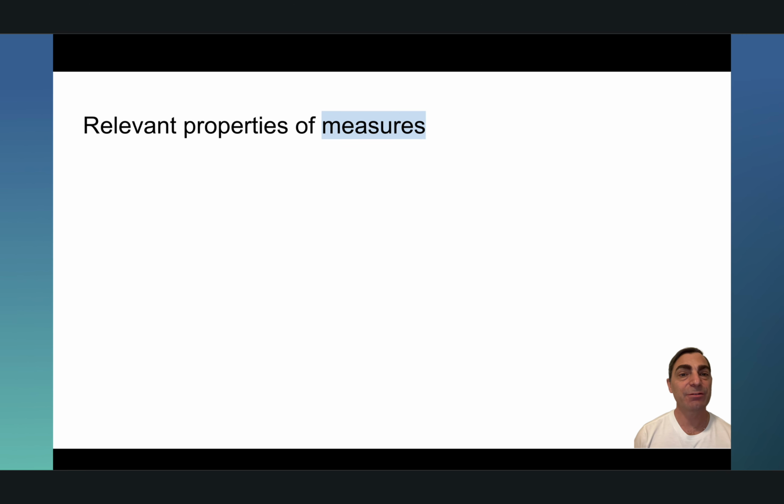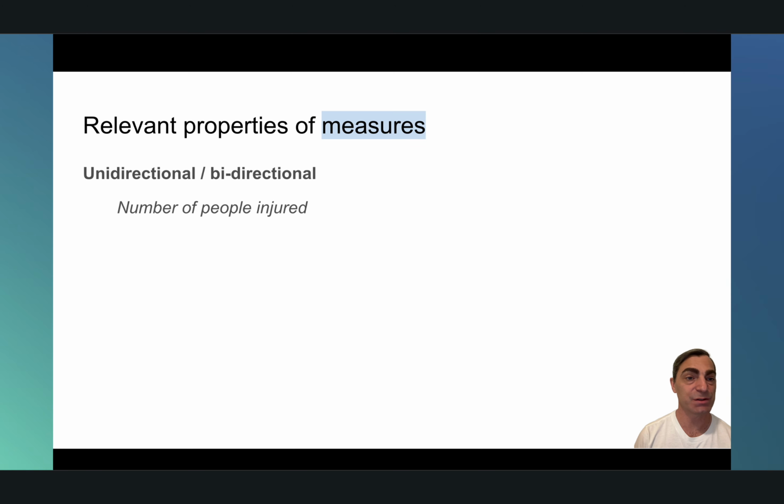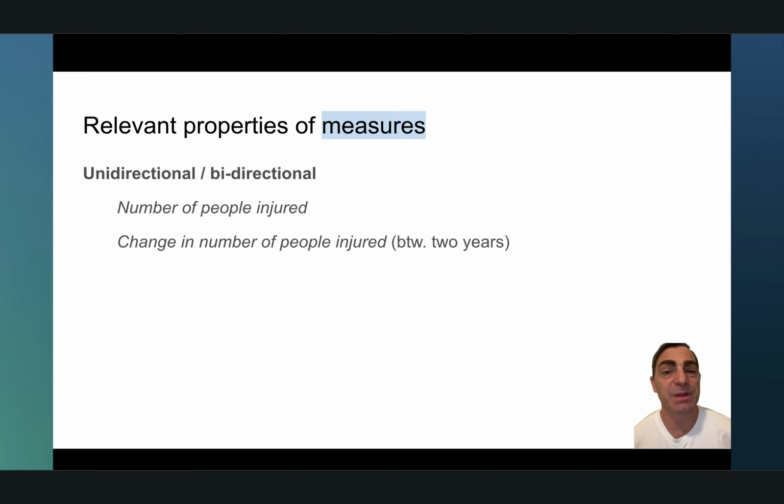Second one, we have relevant properties of measures. What do we have here? Well, measures can be unidirectional, typically from 0 to some maximum value, or bidirectional. So for instance, the number of people injured is unidirectional. It goes from 0 to a maximum, whereas the change in number of people injured, for instance, between 2 years, is something that can have a positive or a negative value.